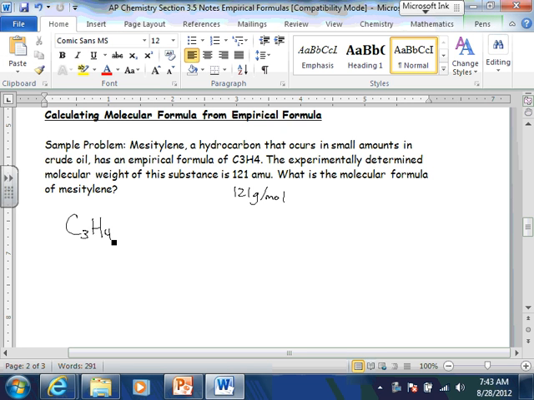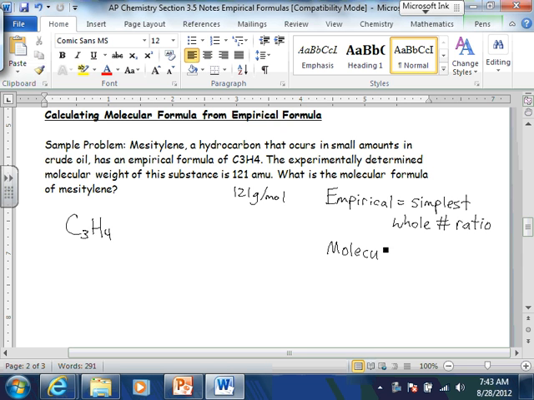Now, what we have to do here is remember the difference between empirical and molecular formulas, okay? Empirical is the simplest whole number ratio. And then molecular is just the actual formula, or the actual ratio in the compound.